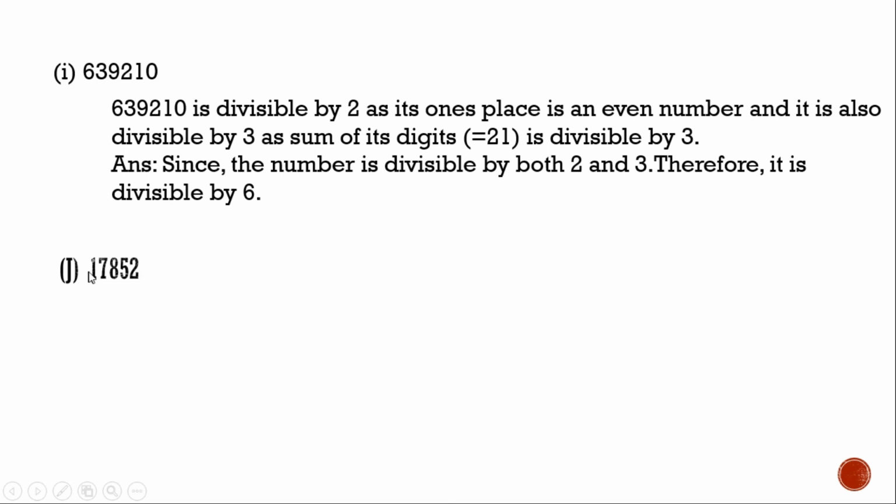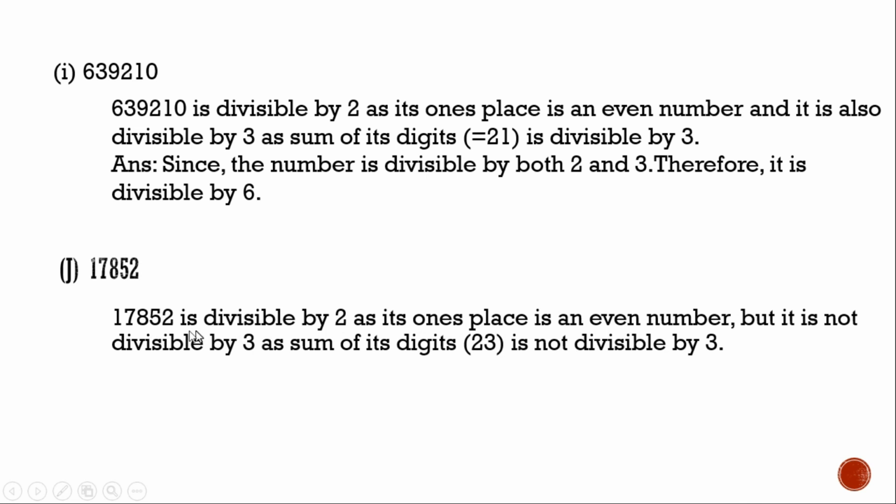J sum. What is the last digit? It is 2. 2 is an even number. So, it is divisible by 2. Let us check for 3. What is the sum of the digits? It is 1 plus 7 plus 8 plus 5 plus 2. It is 23. Is 23 divisible by 3? No.